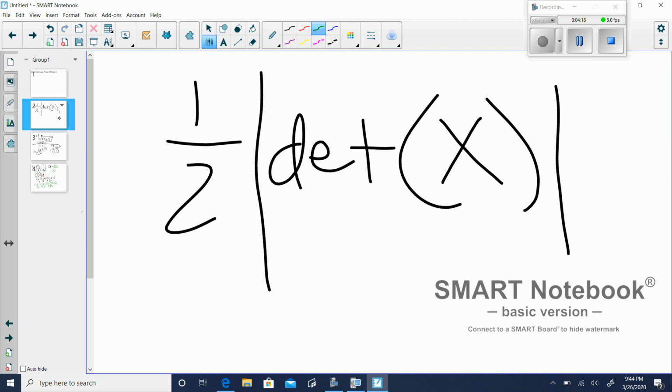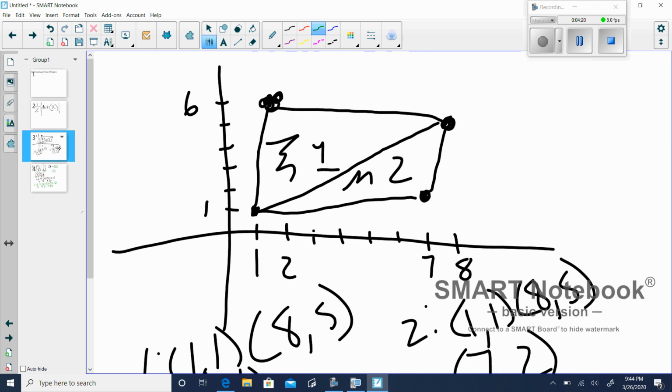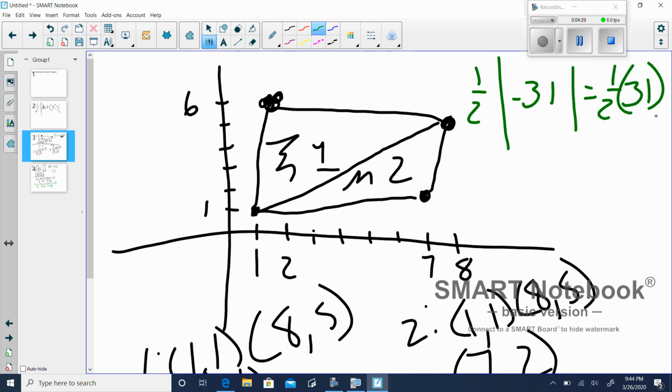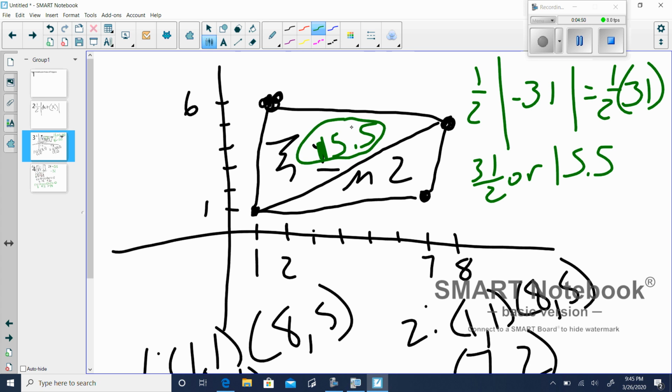Well, what do we do with that information? Well, guys, we say 1/2 times the absolute value of negative 31. The absolute value of negative 31 is its distance from 0 on the number line. Negative 31 is 31 units away, so its absolute value is 31. So 31 times 1/2 is 31 halves, or 15.5. So 15.5 is our area for this triangle.